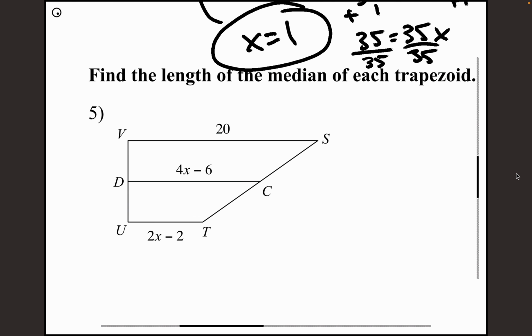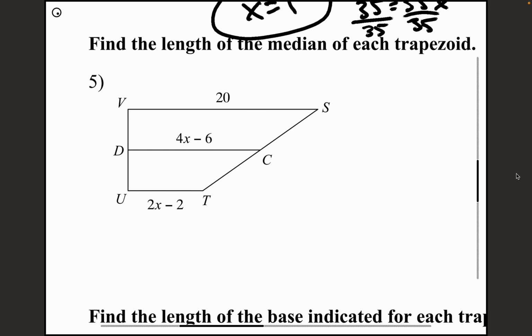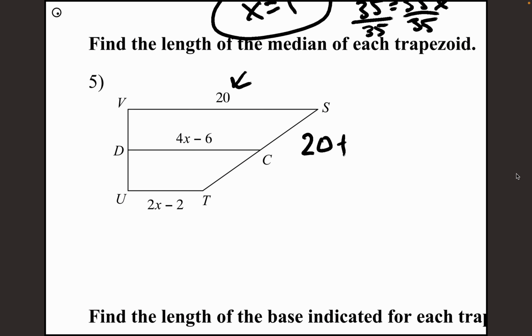Okay. This one, we just need to find the length of the median of each trapezoid. So it just adds a little bit more algebra again. So this time, again, we add our top and bottom to equal that to our median. So we're going to have 20, which is our top value, add it to the bottom value, so I'm going to add it to 2x minus 2. And again, still going to divide it by 2, and that's going to equal our median.